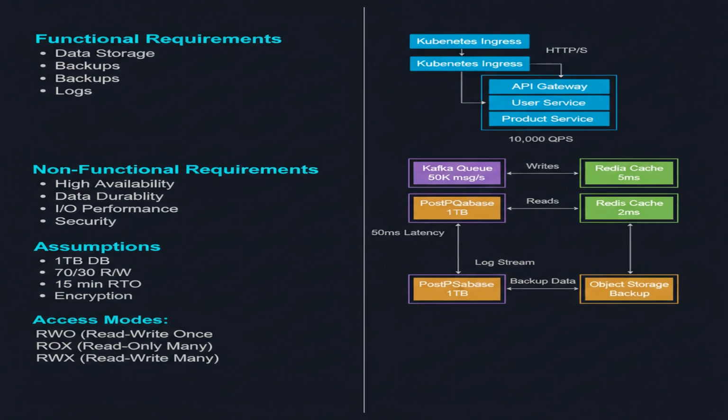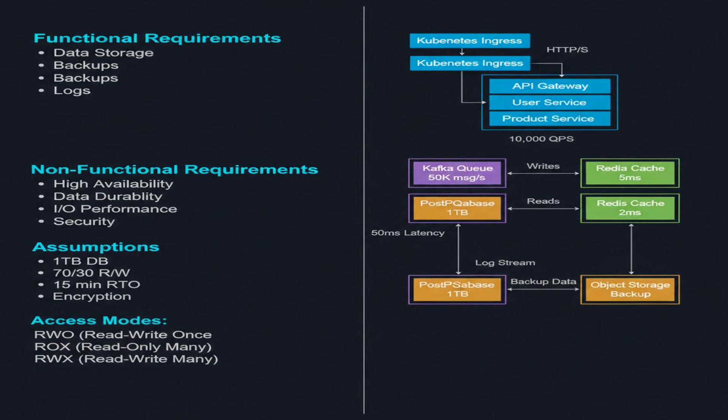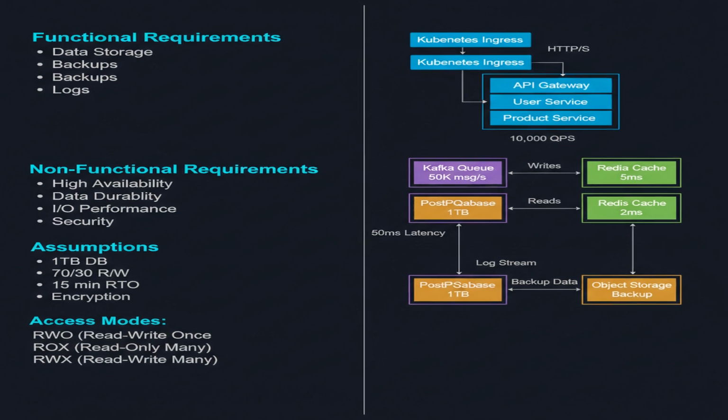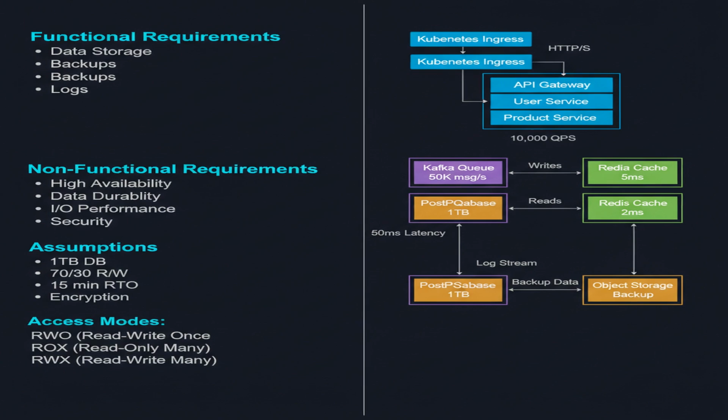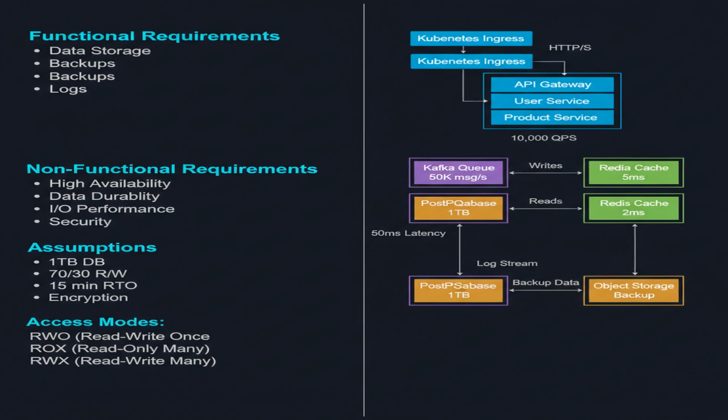Let's define the scope. We need persistent storage for a stateful application, like a Postgres database. Functional requirements include storing database files, backups, and logs. Non-functional requirements: high availability, data durability, reasonable I/O performance, and security.